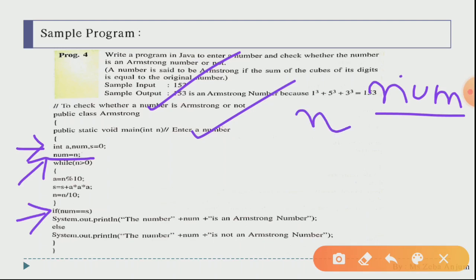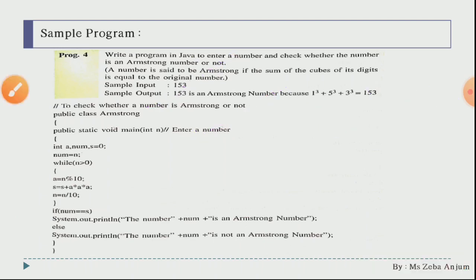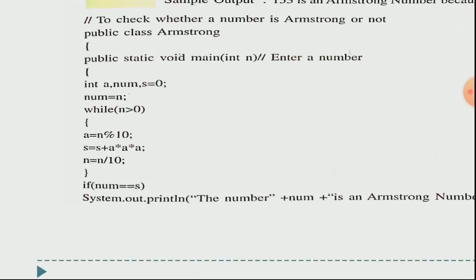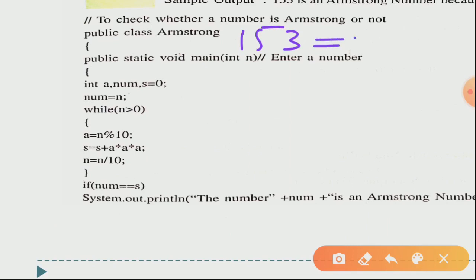Now see over here, my dear students, you are having while n greater than equal to 0. जब तक आपकी n की वैल्यू greater than equal to 0 रहेगी, तब तक आपका ये while loop execute होगा. Yes, so now let us assume, let us take the same example of 153 over here. Okay, this is the value of n. Yes, now this while loop, while n greater than equal to 0, the condition is true.